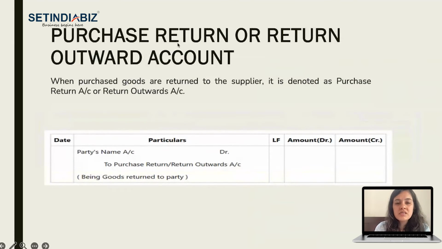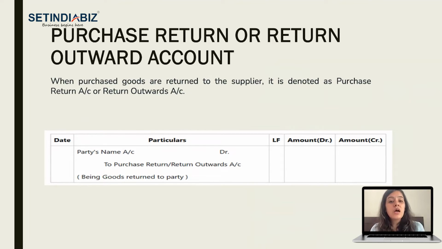Then purchase return or return outward account. When purchased goods are returned to the supplier, it is denoted as purchase return account or return outward account. Return outward account means whatever is going out. See, suppose we have purchased certain raw materials from supplier A, and I find out of the lot of 10 boxes, 2 boxes of my raw material are not up to the standard, up to the quality. I want to return those 2 boxes back to supplier A. So I will create purchase return account or return outward account, right?